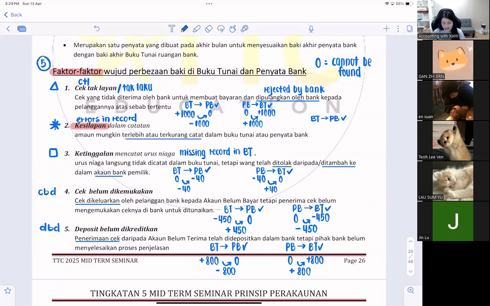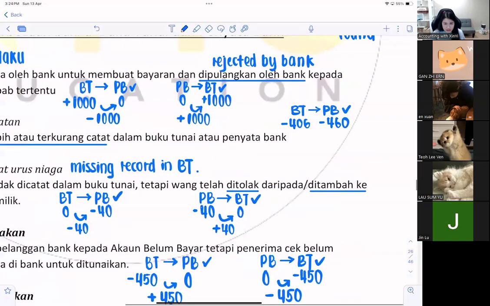Now, in my buku tunai, I have recorded negative 406, while in Penyata bank, it's negative 460. You see, this is the problem. I cannot say the difference is 406. The difference is 460. Cannot, because I really did record the figures partially, but they are not the same, correct? So I will have to just look for the difference between 6 to 60, because the 4 is the same. The only difference is the 2 digits at the back.